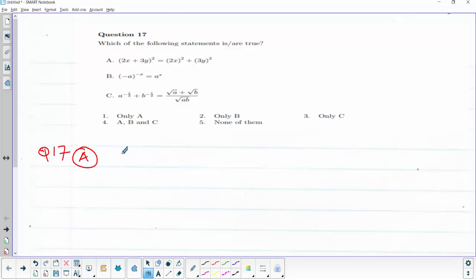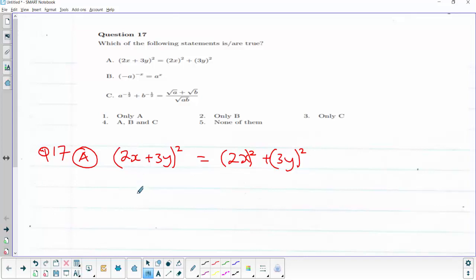We are having (2x + 3y) all squared equal to (2x) all squared plus (3y) all squared. So we need to ascertain that this side must be the same thing as this side. Left must equal the right, or right must also equal the left.